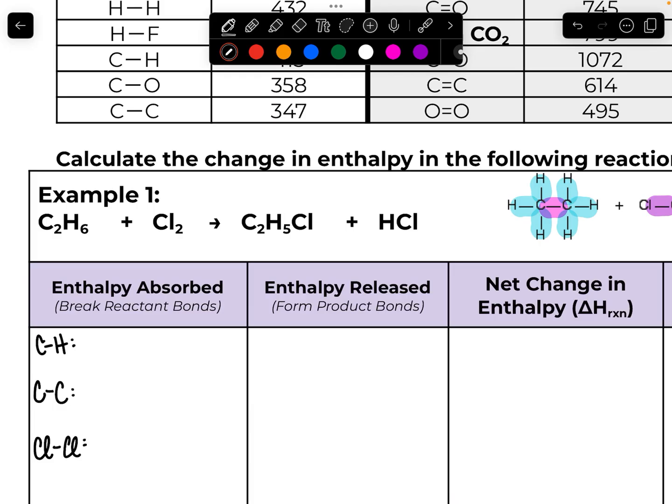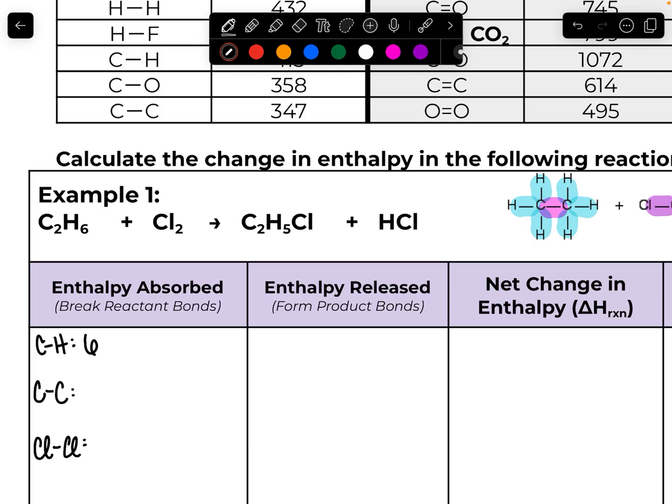Okay, here's my recommendation. The first thing I think you should do is count up the number of bonds that you have present in the structure. So for C2H6, I have 6 C-H bonds in that structure. I highlighted those in blue. So this is my number of bonds that I would have to break.